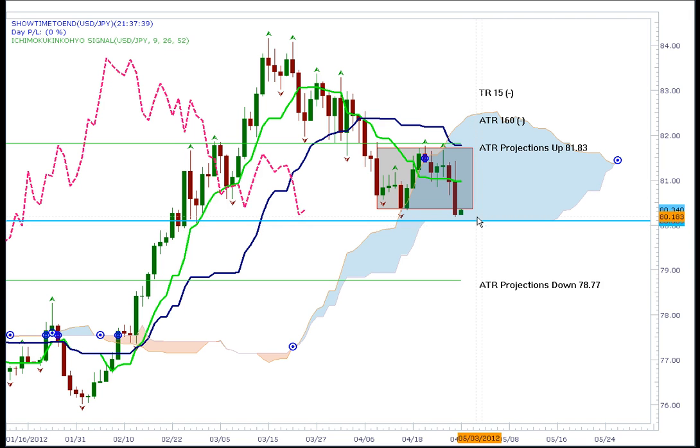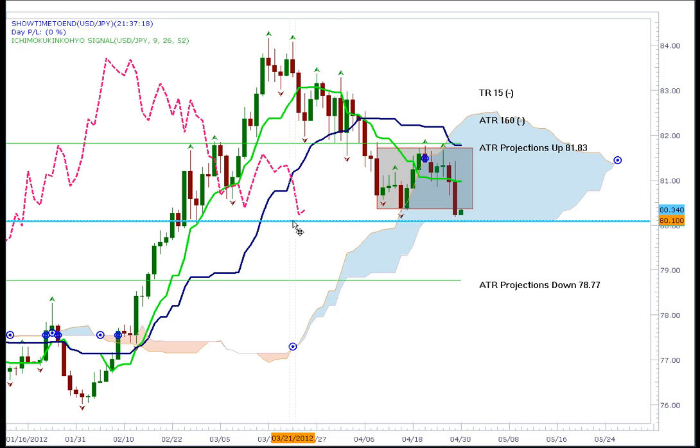Now you have levels of support. Now when price was up here, the first level of support was going to be your Tenkan-sen right here. The second level of support is your Kijun-sen. The third level of support is your Kumo top, and the fourth level of support is your Kumo bottom. This is the final level of support, and if we break through that level, we can look to take a short trade.